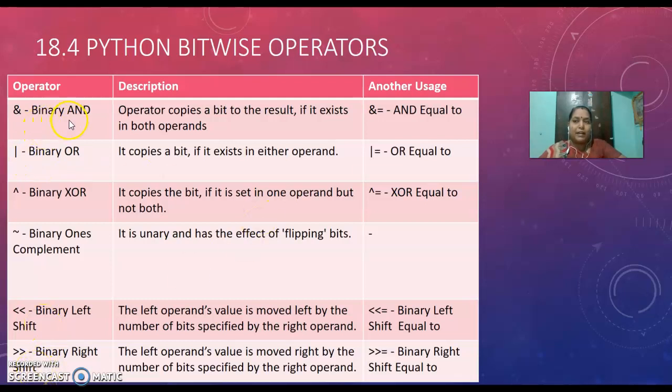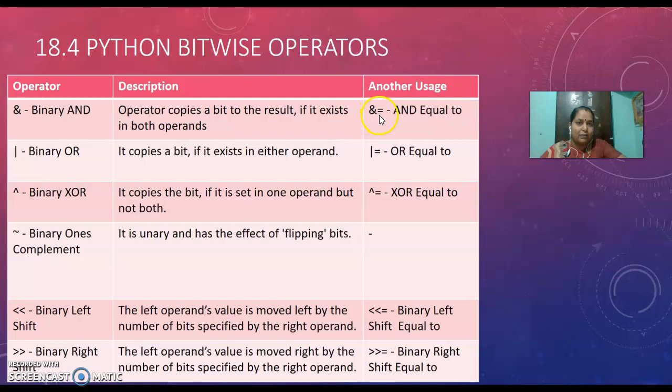So this binary AND performs AND operation. This AND operation returns 1 if both the bits are equal to 1. If either of them is 0, it will return the value as 0. So the operator copies a bit to the result if it exists in both the operands.